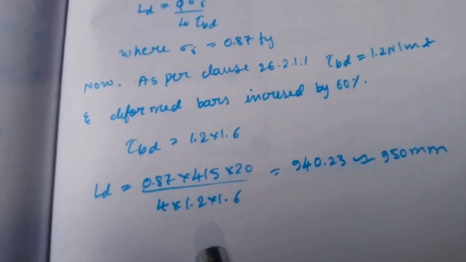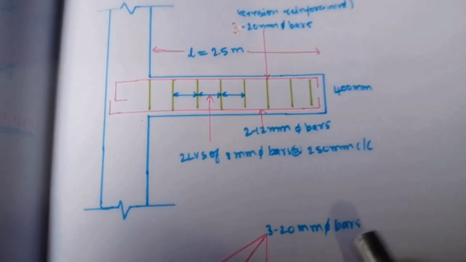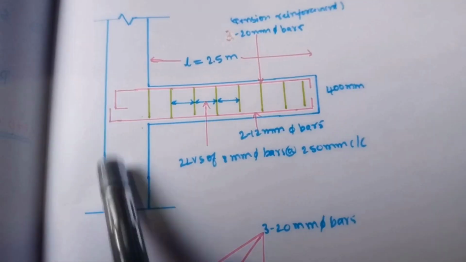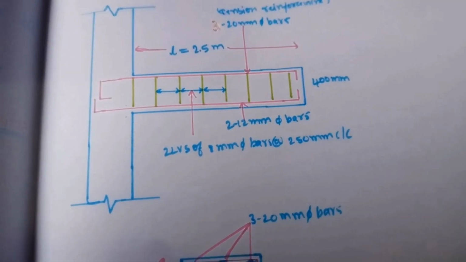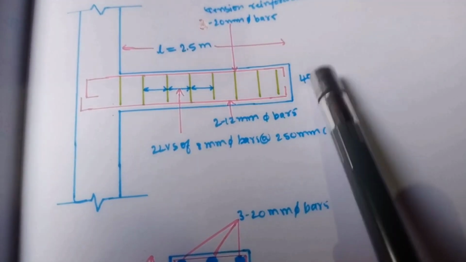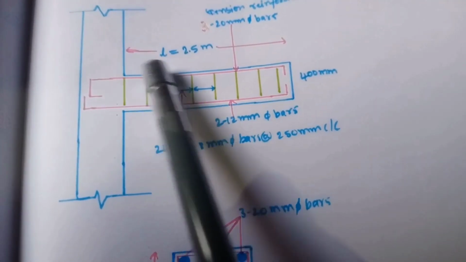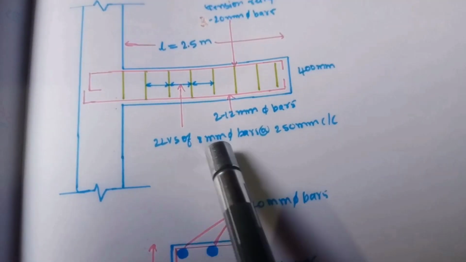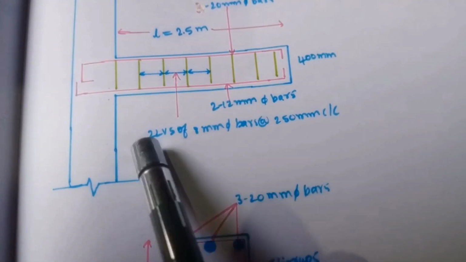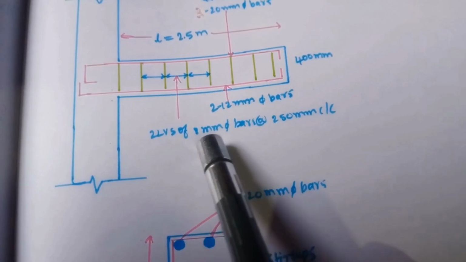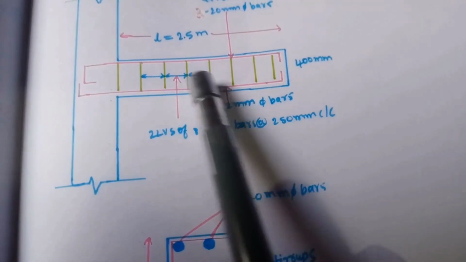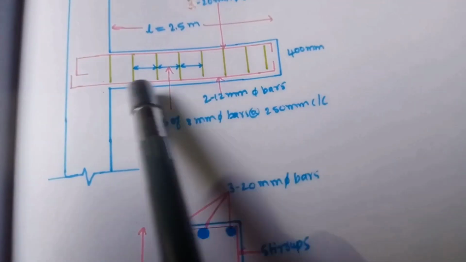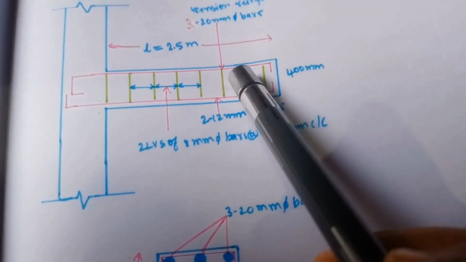So next is the drawing of reinforcement. So this is the drawing of our problem. So this is the cantilever beam. So one end is fixed and another end is free. So the beam is having the overall depth of 400 mm and clear span distance of 2.5 meter. And it has two-legged vertical stirrups of 8 mm diameter bars at 250 mm center to center. And these are the vertical stirrups.